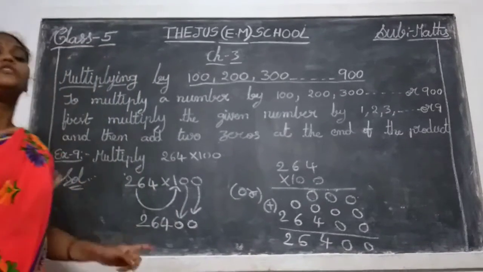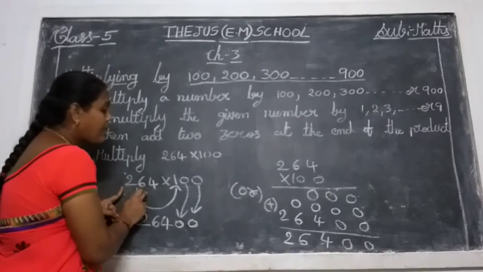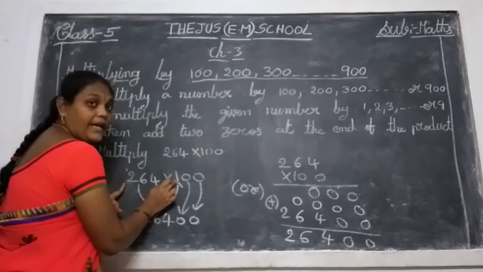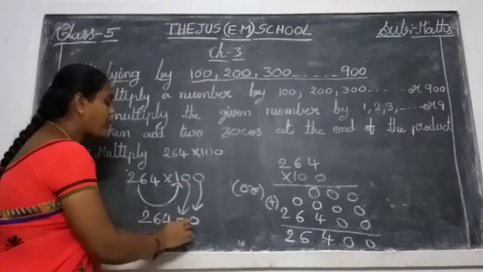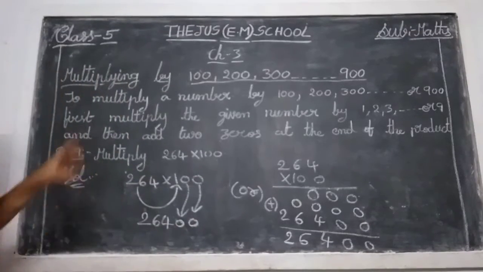Okay children. So you do the multiplication easily. First you multiply the given number without zeros. Okay, after you get the answer, put the two zeros at the end of the product. Okay children. Note this example in your notebooks.